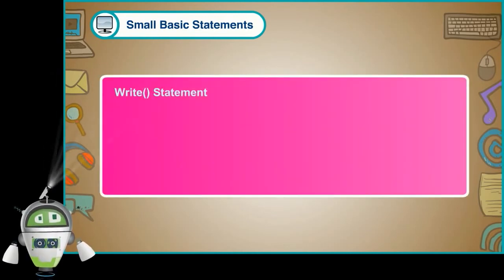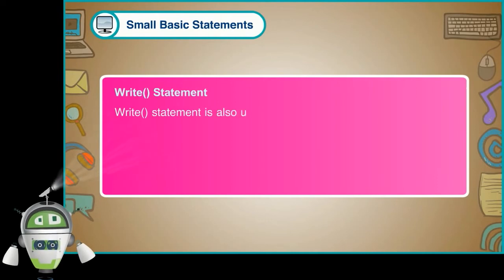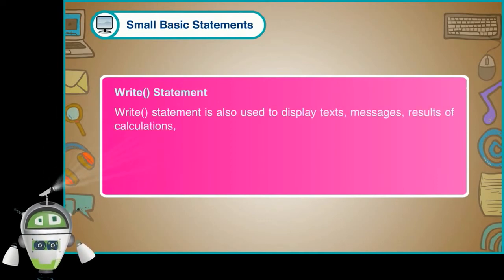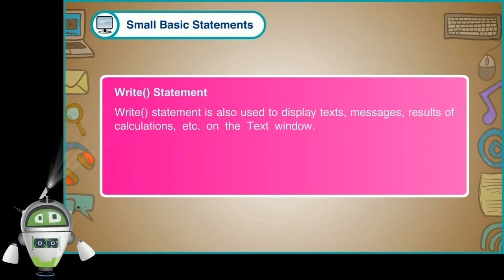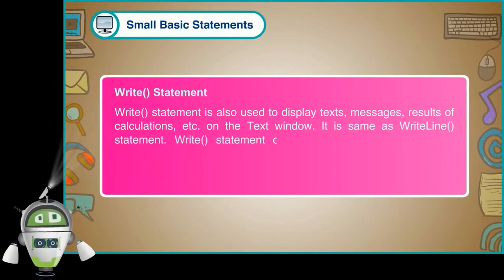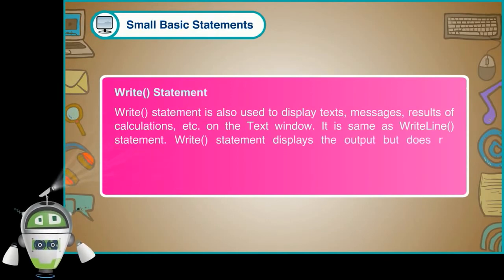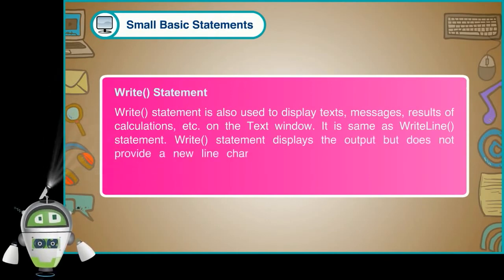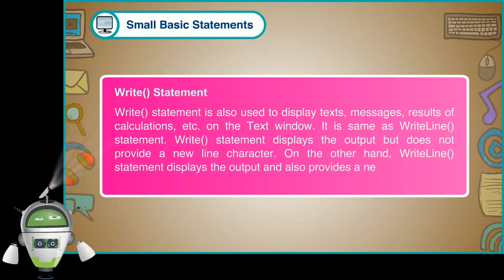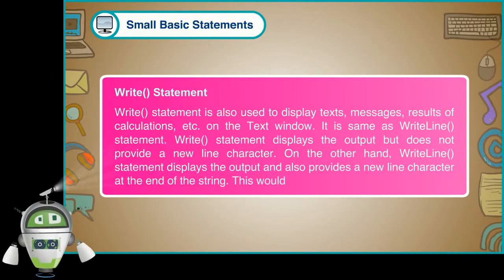Write statement. Write statement is also used to display texts, messages, results of calculations, etc. on the text window. It is the same as WriteLine statement. Write statement displays the output but doesn't provide a new line character. On the other hand, WriteLine statement displays the output and also provides a new line character at the end of the string. This would set a new line for the next output.